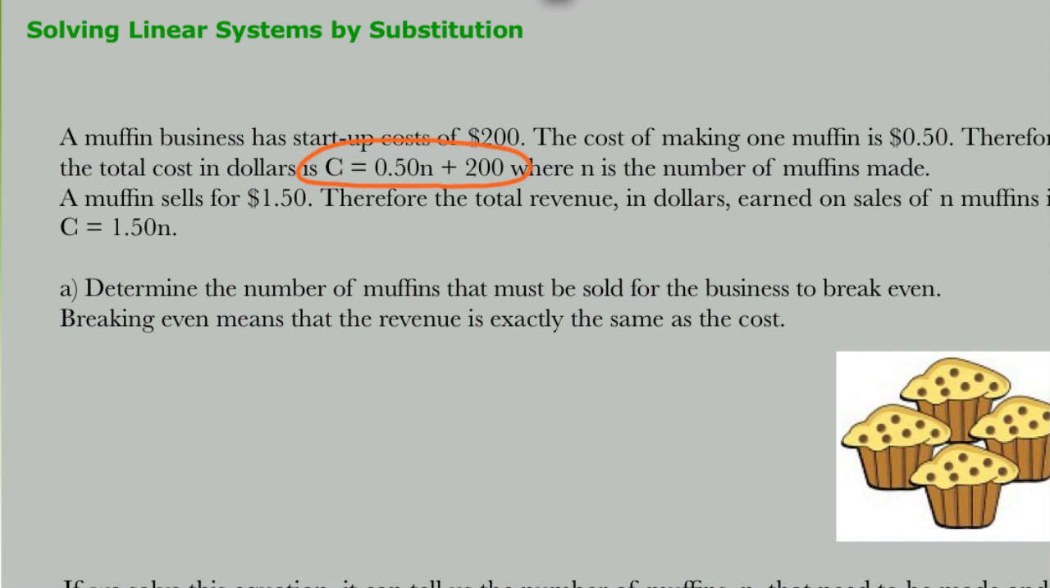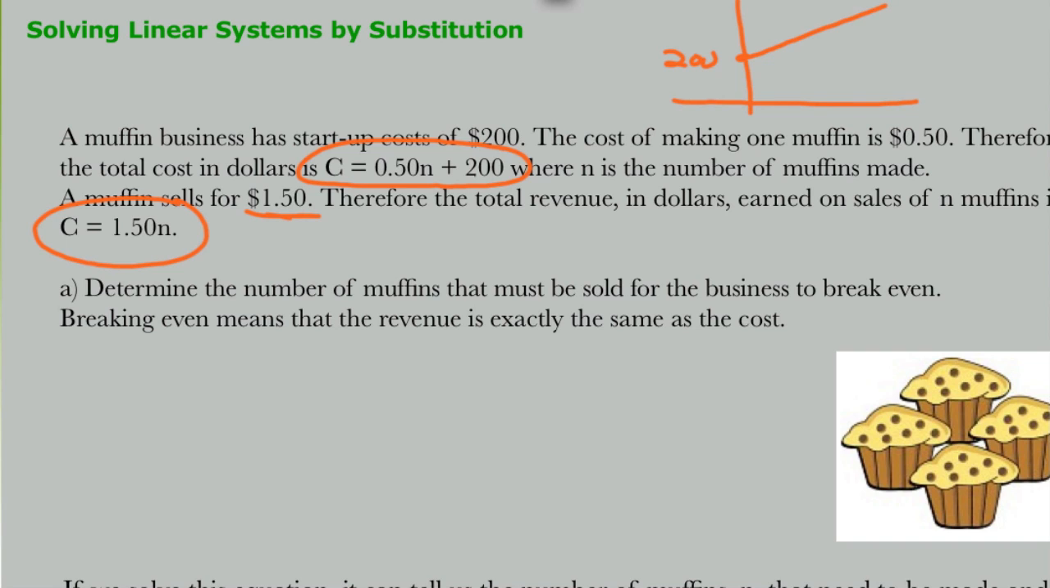The second equation is a revenue equation. Each muffin they can sell for $1.50. So therefore, when we're looking at an equation for revenue, it would be C equals $1.50N. What this question is asking is to determine the number of muffins that must be sold for the business to break even. Let's say it's $200 to start off.